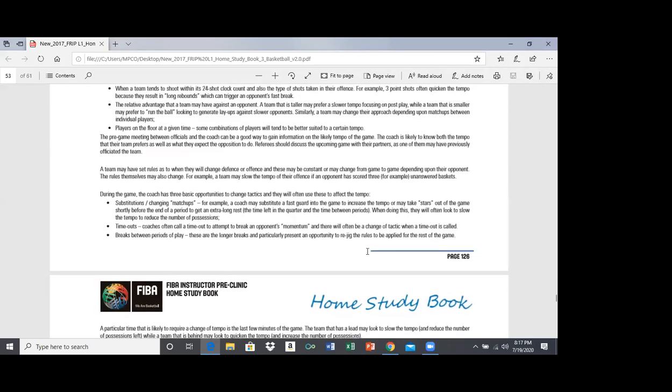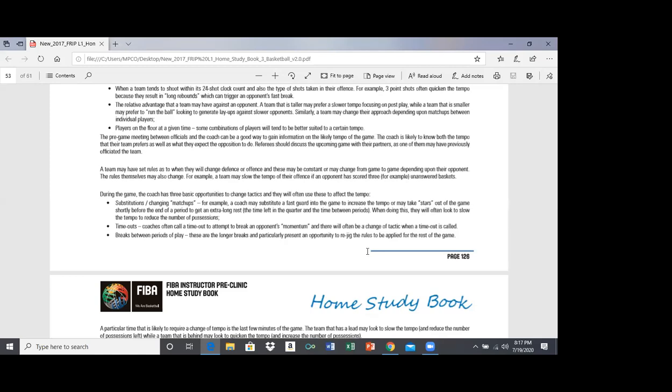So during the game, the coach has 3 basic opportunities to change tactics. And they will often use these to affect the tempo. What are these three basic opportunities? During substitution and changing matchups. For example, a coach may substitute a fast guard into the game to increase the tempo, or may take stars out of the game shortly before the end of a period to get an extra long rest.